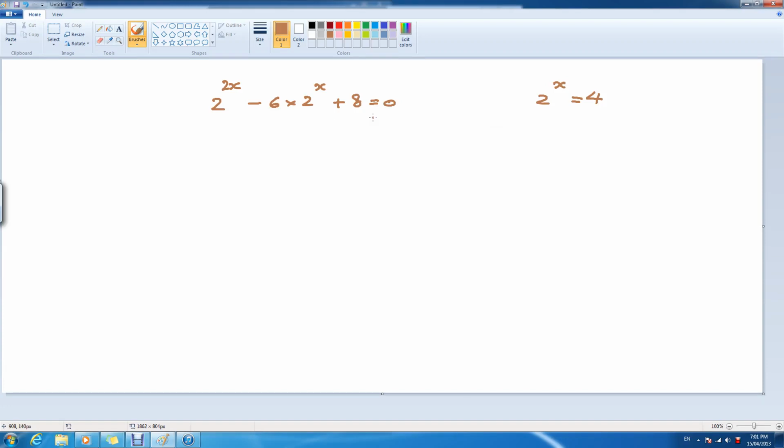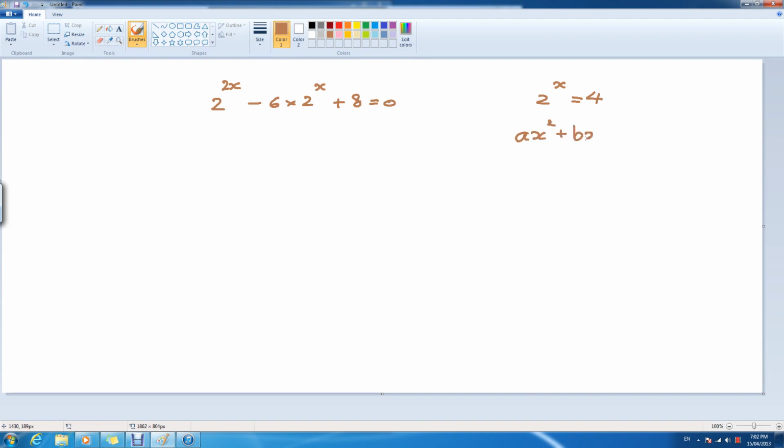Previously we've seen how to solve equations such as on the right, where it looks quite simple, but sometimes you'll get equations where the power is slightly complicated, and you have to be able to recognize and think outside of the box. For instance, this one resembles a quadratic.